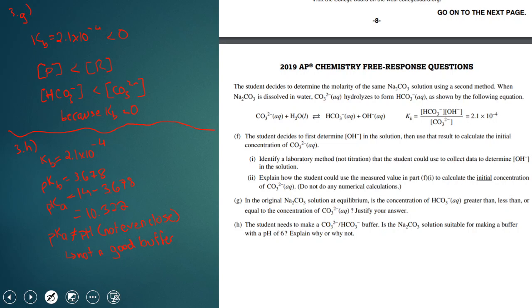Because there's such a large difference here, there's very minimal strength within the buffer in terms of resistance to both pH increase or decrease, and that's why conceptually it's not a good buffer. So understanding that principle is important.